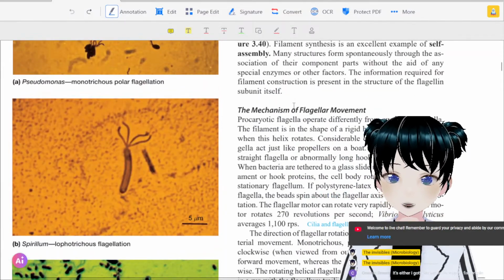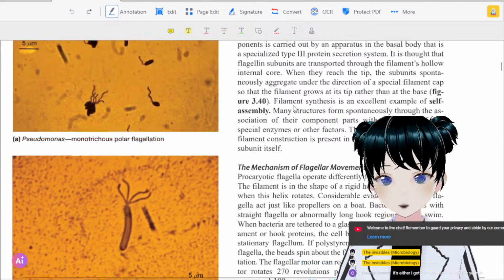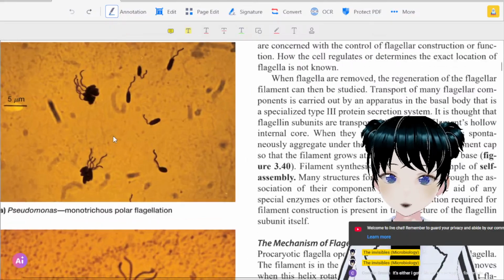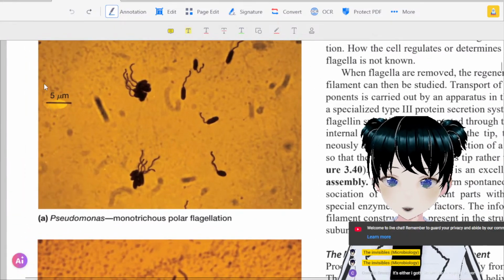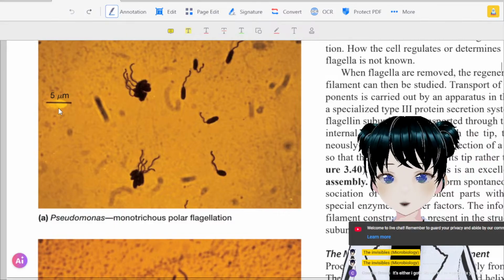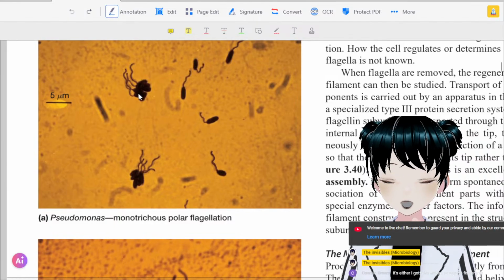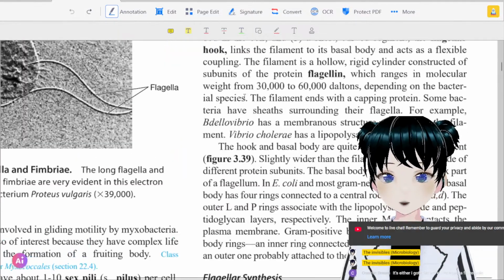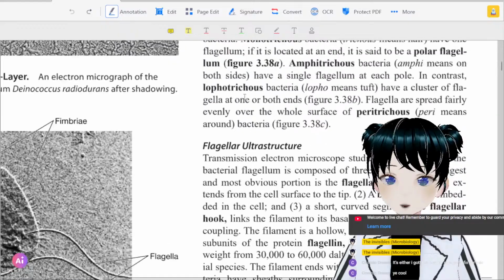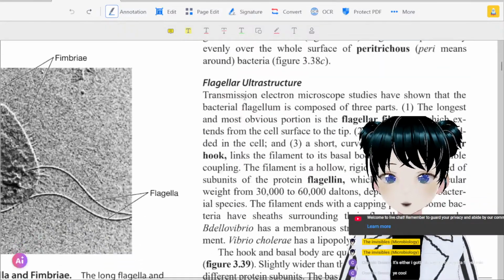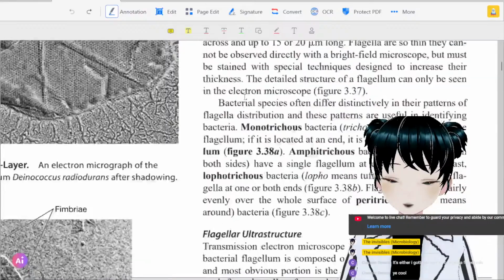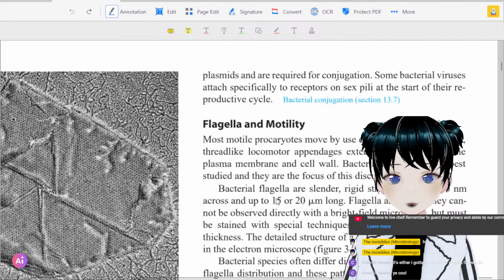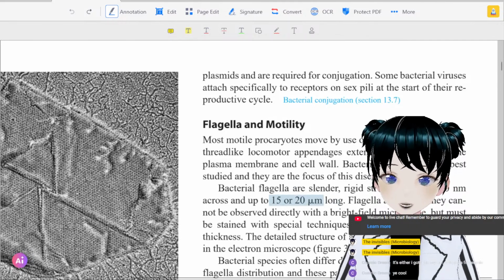Anyway, I'm going to read it now, because we can also see these diagrams. This is 5 micrometers, but the flagellum was longer than that, where the actual length was written here: 15 to 20 micrometers long. So this is the longer bacteria.